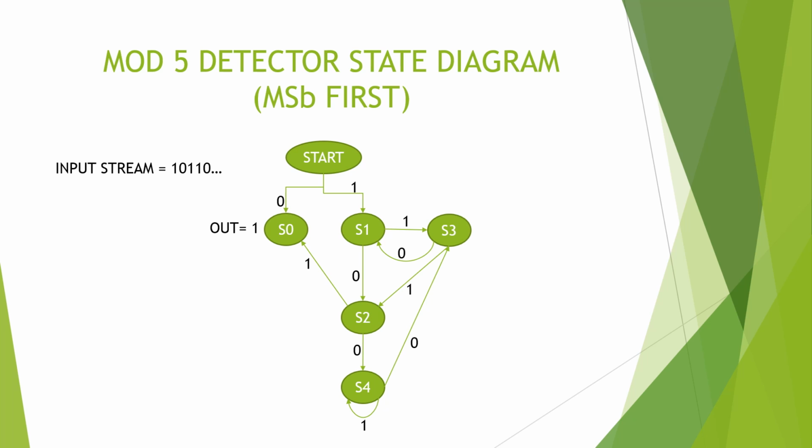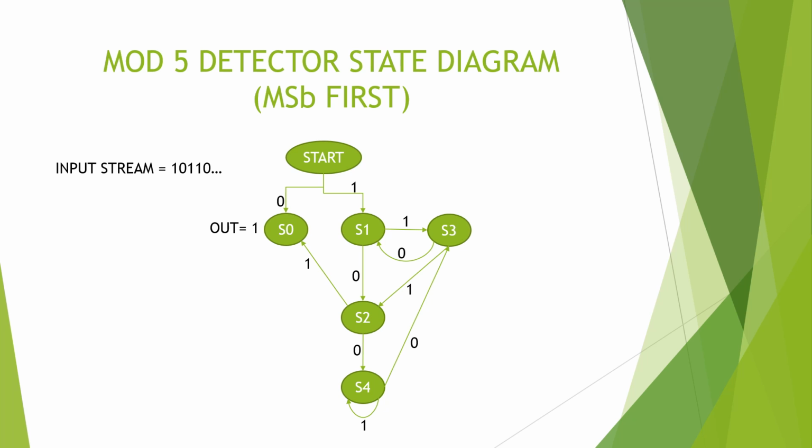So the only way to exit S4 is to get a 0, and that way you go to S3, and from there, depending on 1 and 0, you navigate. If the overall number is divisible by 5, then you reach S0, and that is where you output flag 1. That's how you know that the number is divisible by 5.